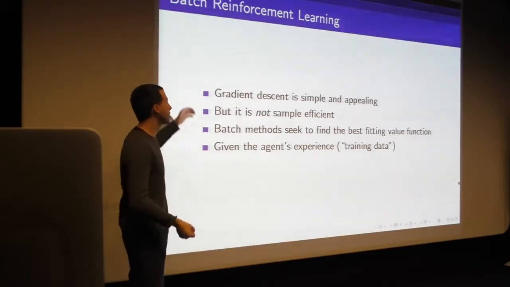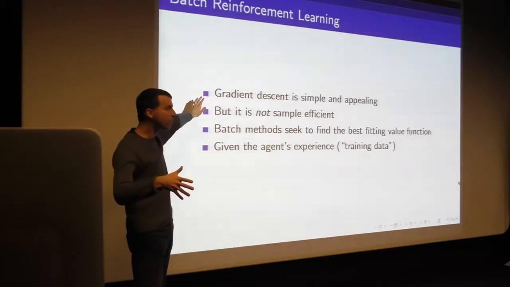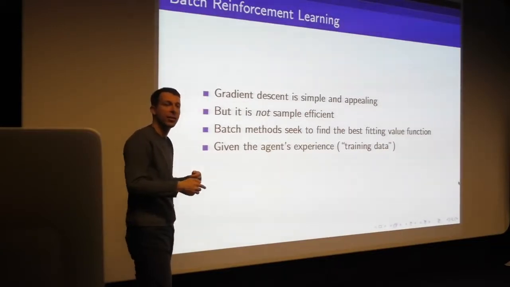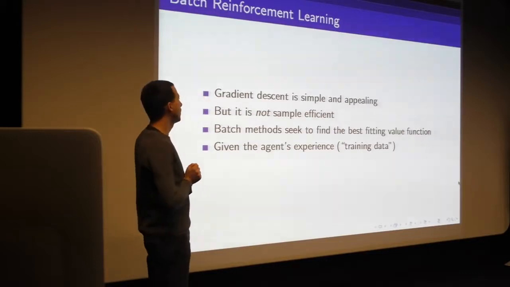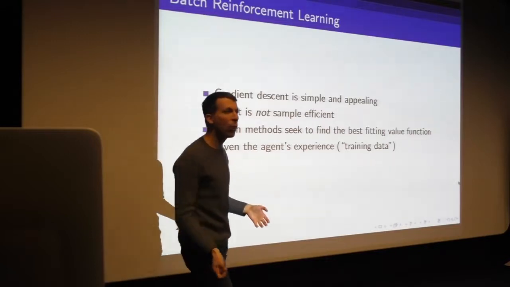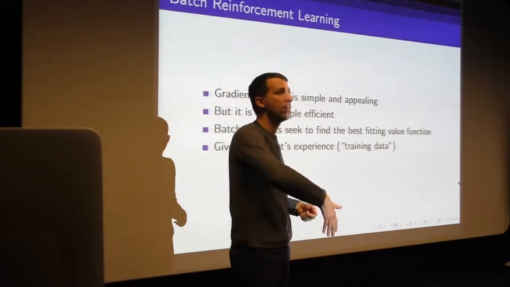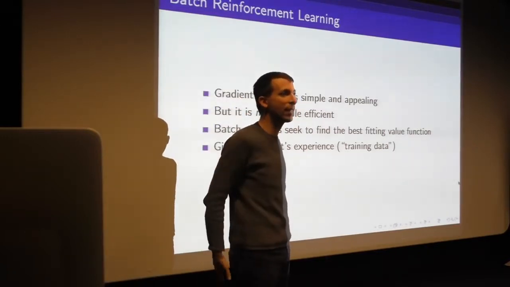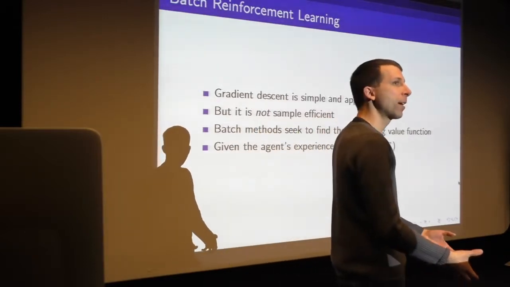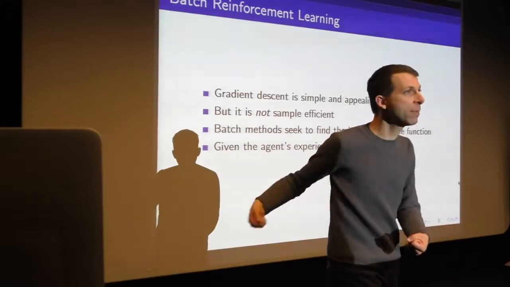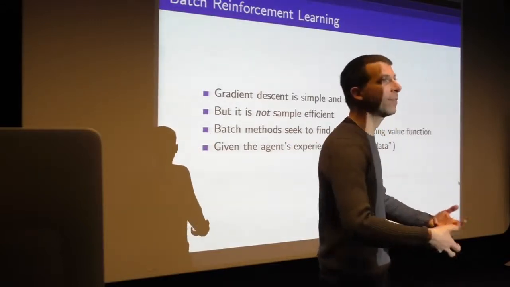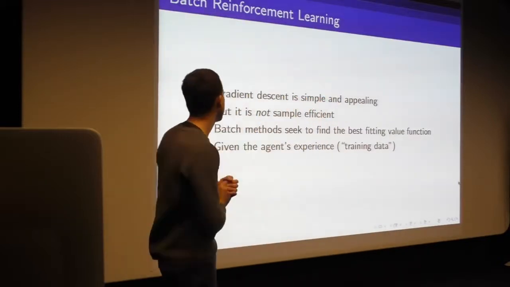So far we've talked about these gradient descent methods. They're very simple. The updates are really simple. You just move a little bit in the downhill direction, look at your error, move a little bit that way. But they're not sample efficient. We see our experience once, we take an update, we adjust our function approximator in the direction of that experience, and then we throw that experience away and move on to the next one. That's not data efficient. We haven't made the maximum use of that data to find the best possible fit to our value function, and hence the best possible policy.